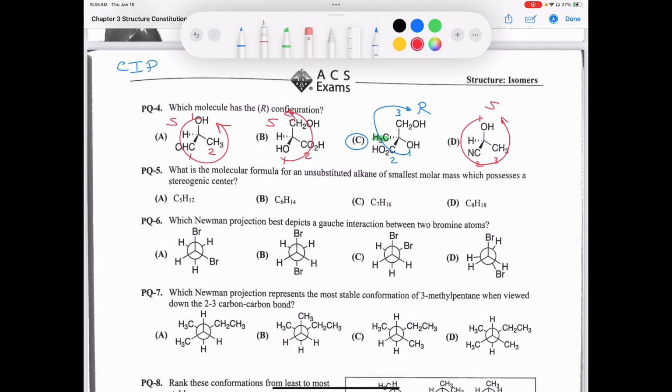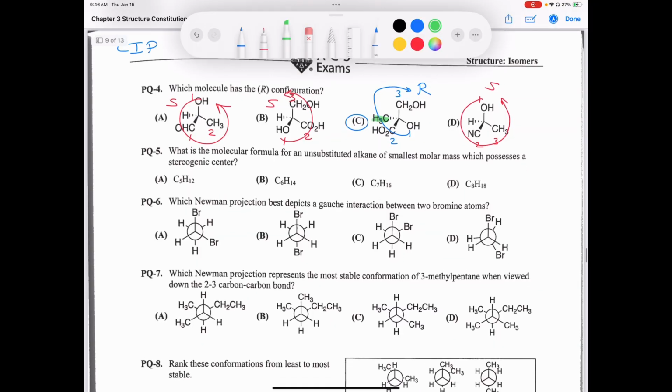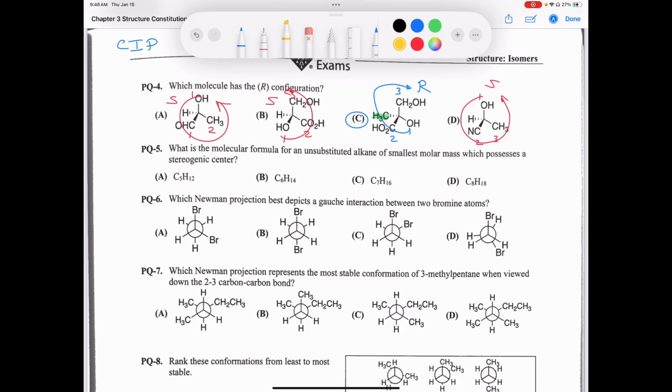Now, question number 5, I would say that this question would probably involve the use of some scratch paper, but I'm just going to try to solve it here quickly in this video. What is the molecular formula for an unsubstituted alkane of smallest molar mass which possesses a stereogenic center? So remember, stereogenic center is just the same thing as a chiral center, or asymmetric center. They all mean the same thing. So stereocenter, chiral center, whatever, stereogenic center, they all mean the same thing.